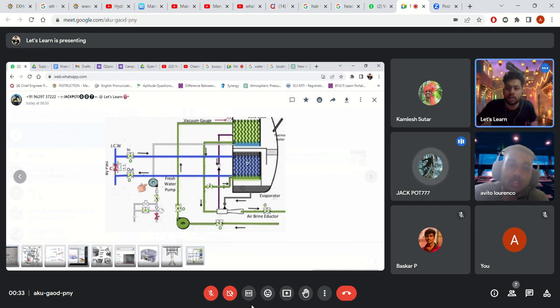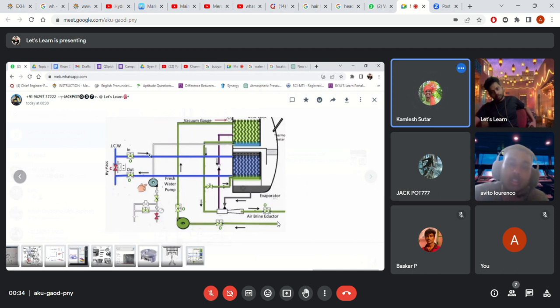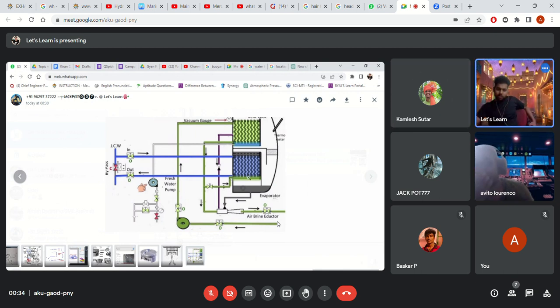And the evaporation is carried out by the jacket cooling water, the blue line, from the engine jacket. And then these are connected to the LT cooler, right? LT cooler is after the freshwater generator. LT means low temperature. Then what is the role of the air brine ejector? Its role comes here in the picture, after that only.